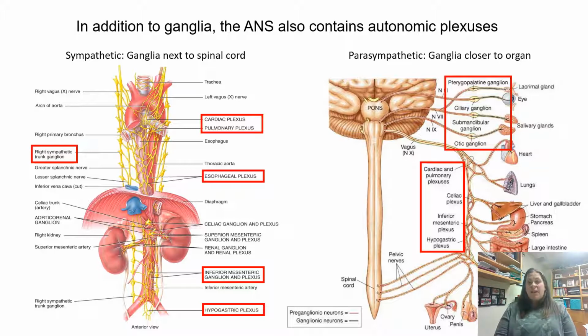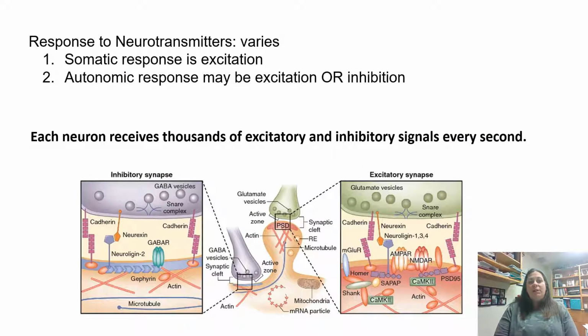In the parasympathetic, the ganglia are actually located closer to the organs. These ganglia are going to be closer to each of the organs that they communicate with, whether we're talking about the aortic, the cardiac, the pulmonary, the celiac, these are all closer to those particular organs. Now, responses to neurotransmitters are going to vary.